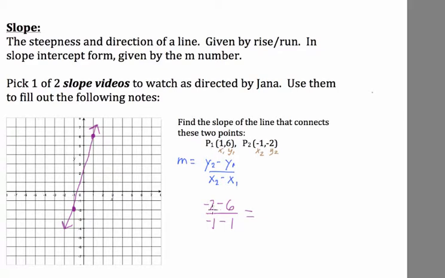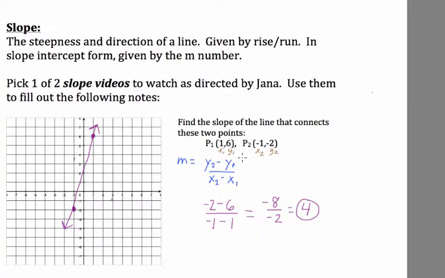Then I do my arithmetic. -2 minus 6 makes -8. -1 minus 1 makes -2. -8 divided by -2, a negative divided by a negative is a positive, so this is +4. So the slope of the line connecting these 2 points is +4.